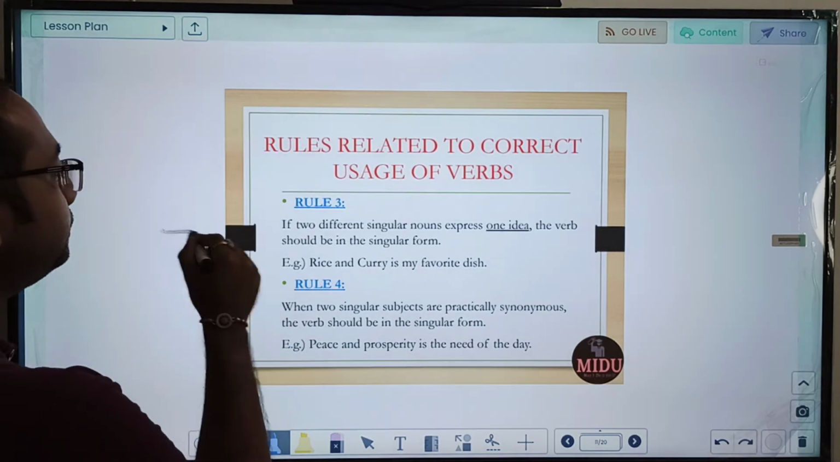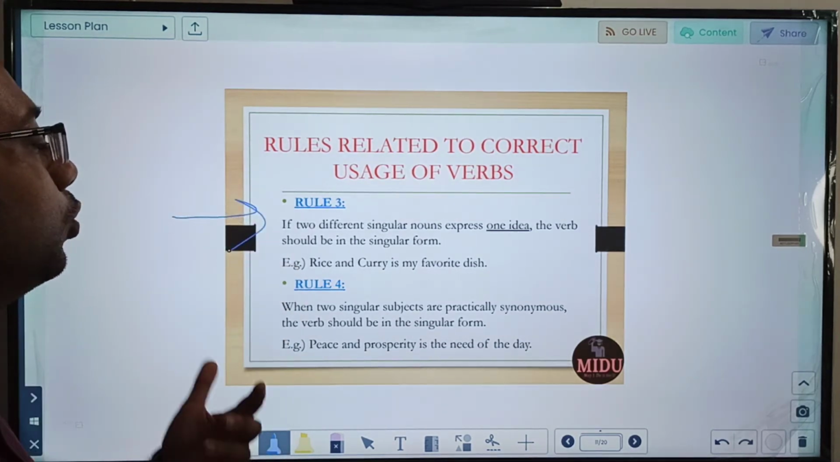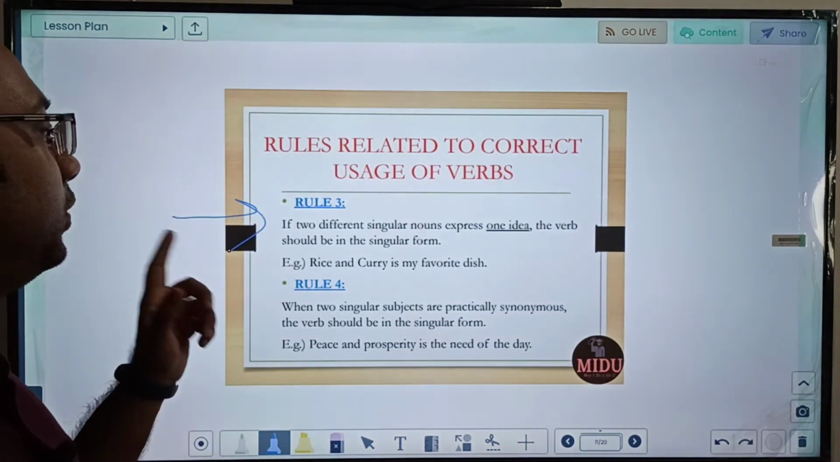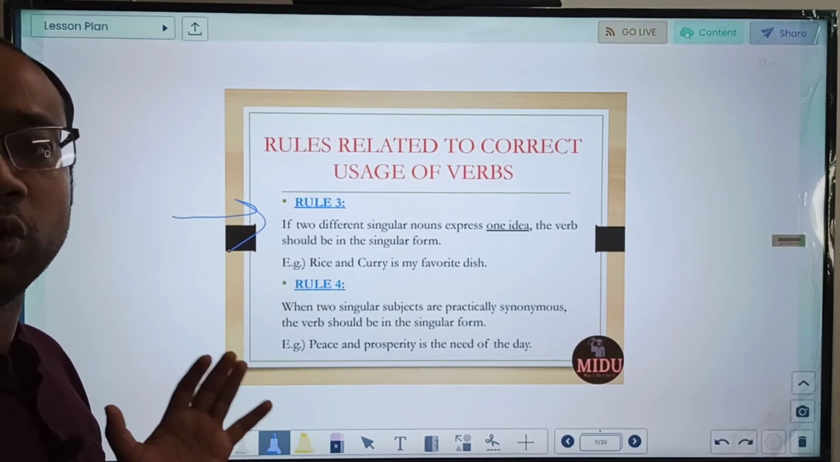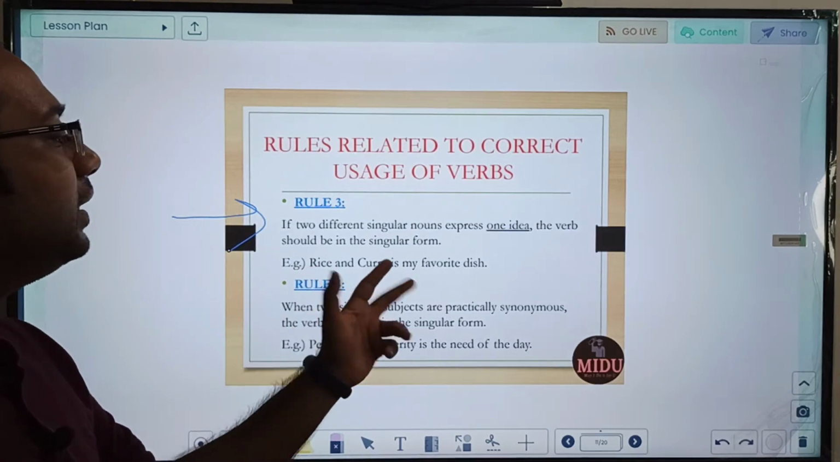Rule number 3. If two different singular nouns express one idea, the verb should be singular. Kind of, I can say, parallel to rule number 2 only. So rice and curry is my favorite dish.